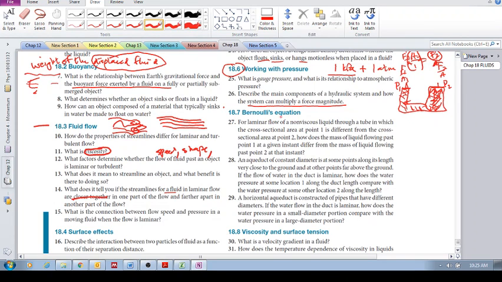18.7, Bernoulli's equation. 27, for laminar flow of a non-viscous liquid through a tube in which the cross-sectional area at point 1 is different from the cross-sectional area at point 2, how does the mass of liquid flowing past point 1 at a given instant differ from the mass of liquid flowing past point 2 at that instant? They are not different, they are the same. The masses are the same.